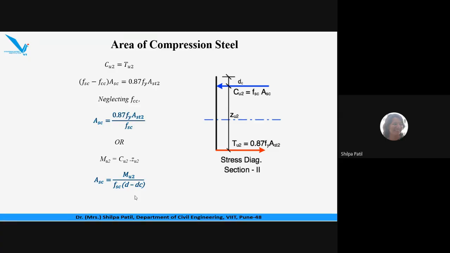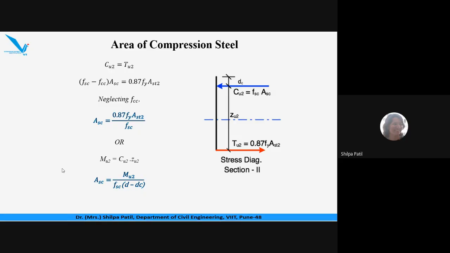Is it clear how the area of compression steel is calculated? These are the two ways we can derive the expression for ASC. In both ways, the final value of ASC remains the same. Is it clear to everybody? Yes, ma'am.